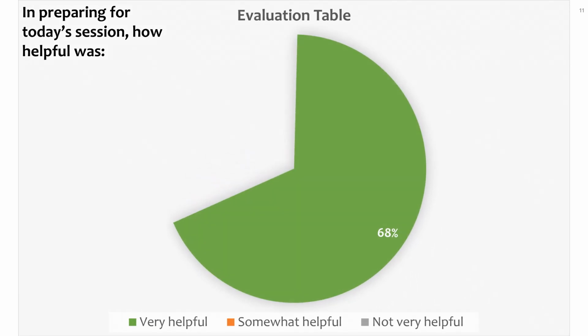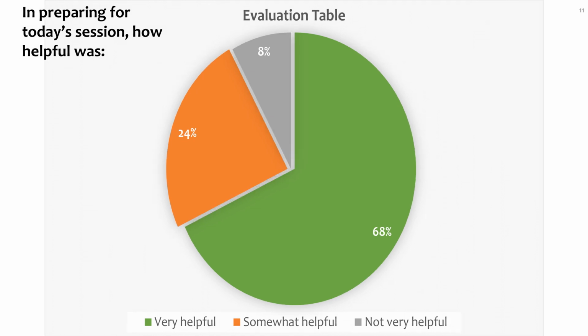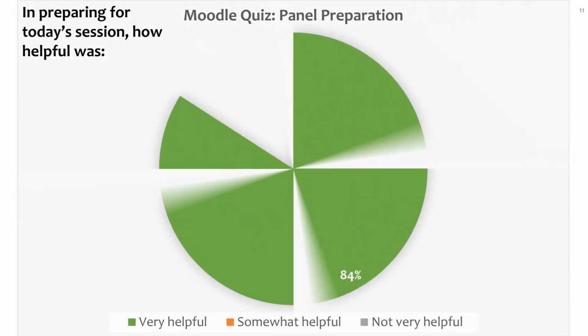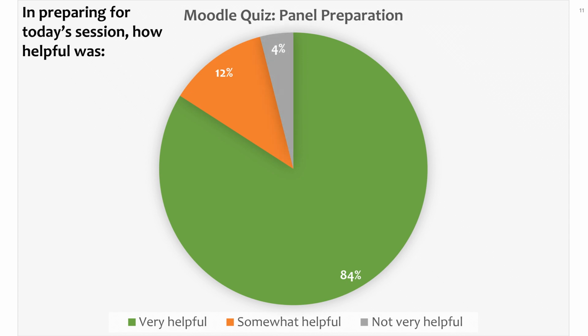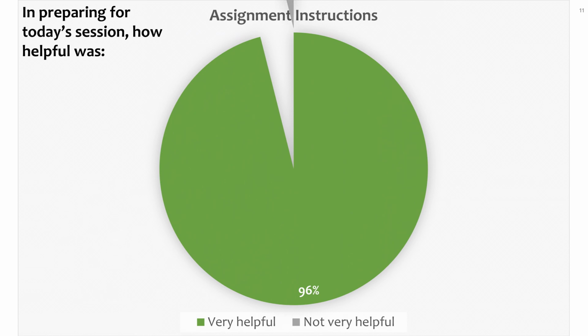Here's some data on my course design: the effectiveness of the evaluation table, which I showed you, and also the Moodle quizzes, which we looked at briefly, and also the Moodle instructions page. Now, a couple of things. One main shortcoming of this study is the sample size. It was only 25 students. And also these are self-reported scores.